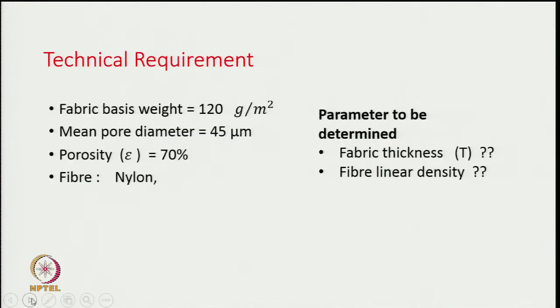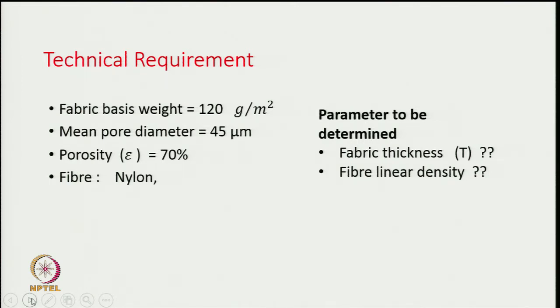We will discuss now design parameter estimation of non-woven fabrics. Let us say that the technical requirement is fabric basis weight should be 120 gram per meter square, mean pore diameter 45 micron, porosity should be 70% and fiber should be nylon. Suppose this is what is given.